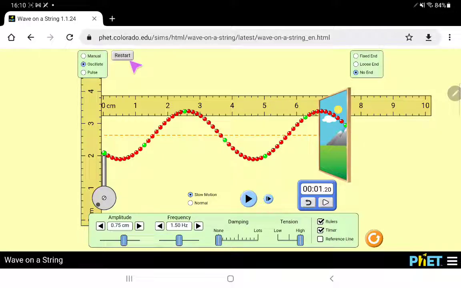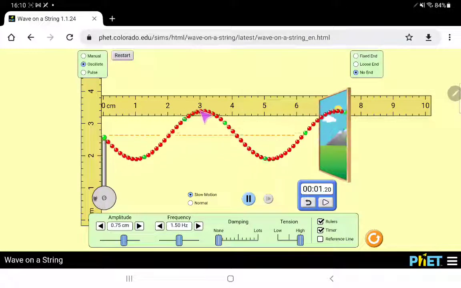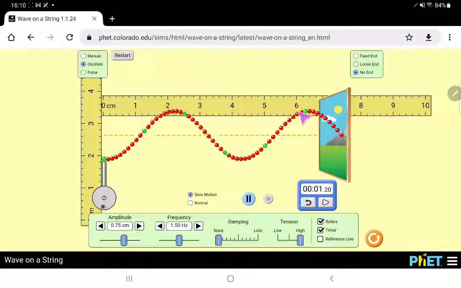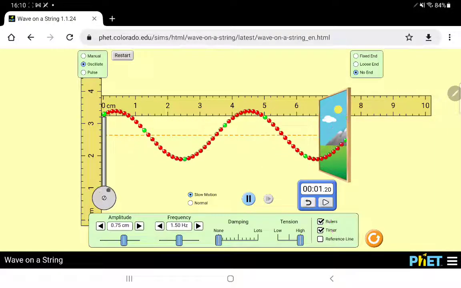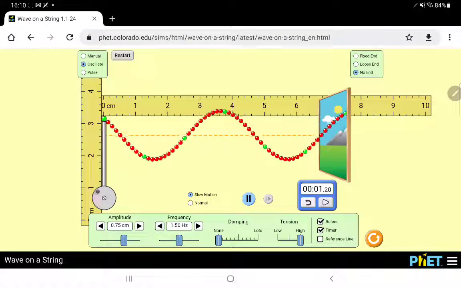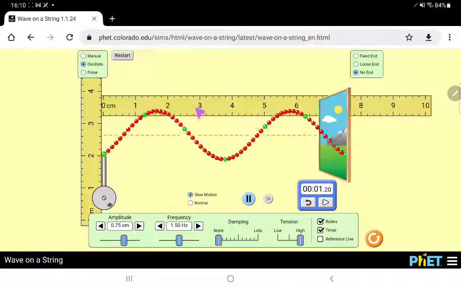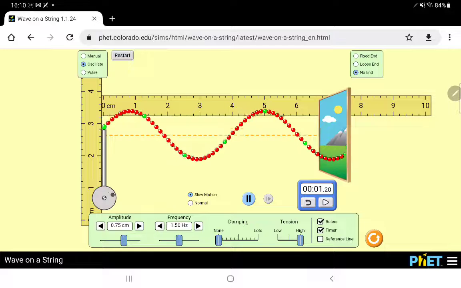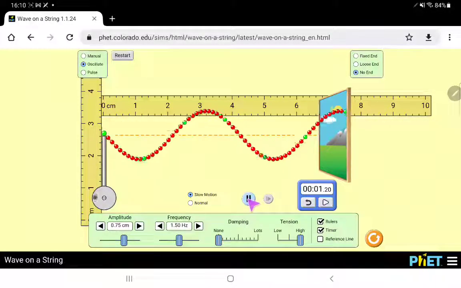If I were to just play this, you would see that this wave travels across here in 1 second. Alright, I think it's having it on slow motion now, so it's moving a bit slower, but you get the point, right? So it travels across 6.5 centimeters in 1 second. Alright, so yeah, that basically is what wave speed is.